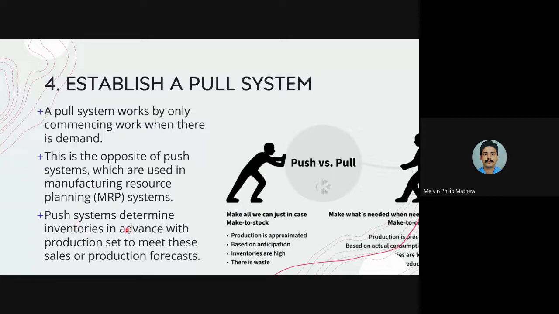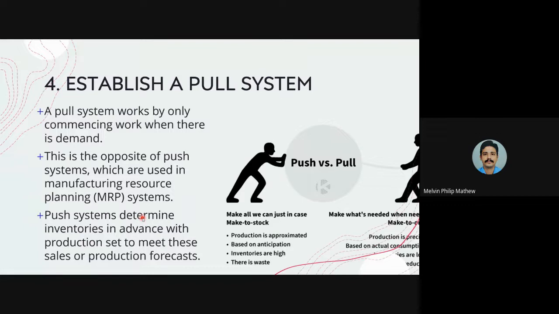Next, push systems determine inventories in advance, with production set to meet the sales or production forecast. So a push system always works in advance. In advance means you are predicting it. It's based on a prediction. So maybe that prediction will be right, but almost all the times it will be wrong. Majority of the time it will be wrong.